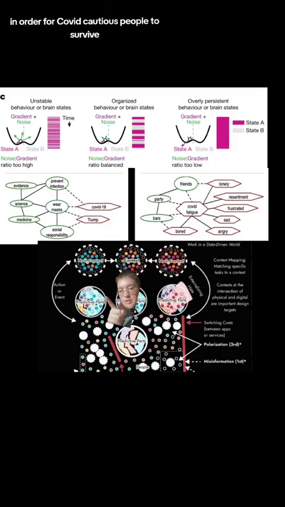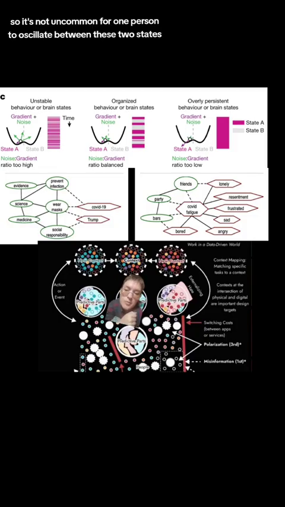In order for COVID cautious people to survive, we had to have a different predictive part take over, a part that's suspicious and hypervigilant and distrusting. So it's not uncommon for one person to oscillate between these two states in different dominant parts. It's common in disorganized or fearful avoidant attachment, which is something that I grew up with.